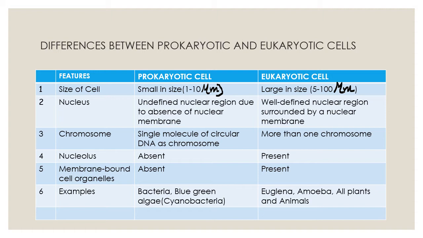And there is no specific nuclear region in the case of prokaryotic cell, but there is a well-defined nuclear region in the case of a eukaryotic cell. And there is a single molecule of DNA as chromosome in the case of prokaryotic cell, but there are many in the case of eukaryotic cell. Nucleolus and membrane-bound cell organelles are absent in the case of prokaryotes. It is present in the case of eukaryotes. So this is about the differences between prokaryotic and eukaryotic cells.